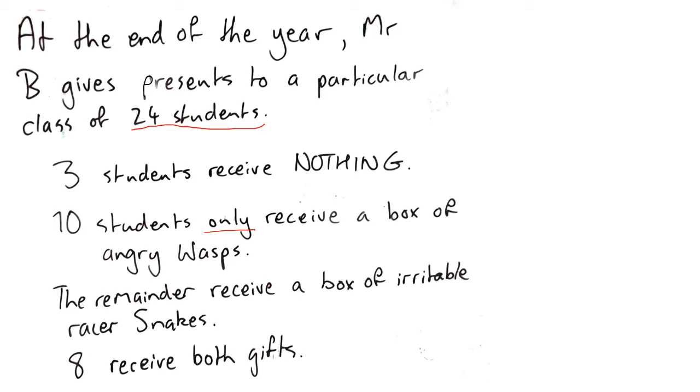So we've got 24 students in total, 3 receive nothing, 10 students only receive a box of angry wasps, so that's my event W there. The remainder receive a box of irritable racer snakes, which is our S event, but 8 do receive both gifts. These are bits of information we need to come back to later on. You might find yourself wanting to wind back bits of the video to look at things I've done on previous slides as we go through this.